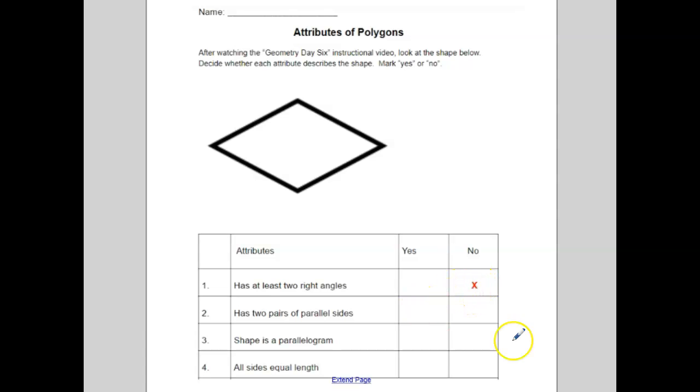I'm going to let you guys finish this assignment by yourself. Please use your resources to check your work and take your time. When you're done, submit it right to your teacher. I know we can't wait to see your work.